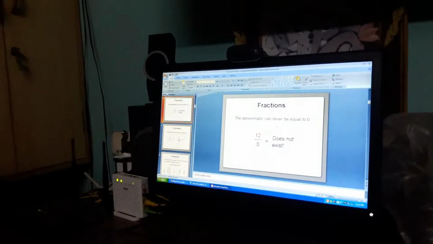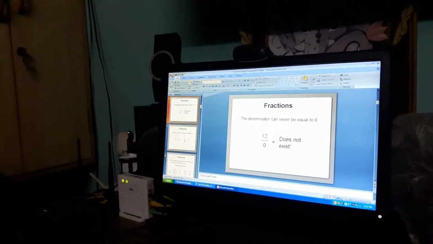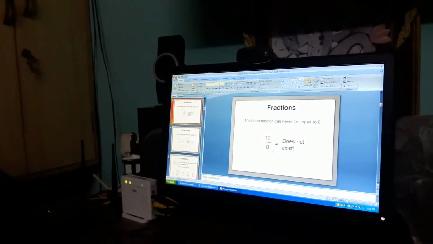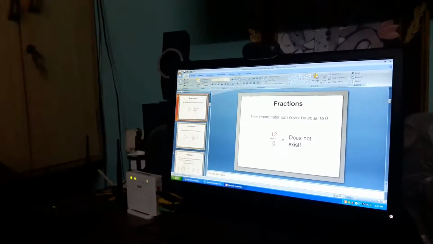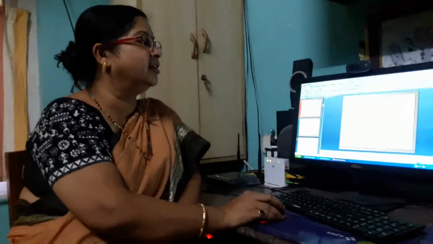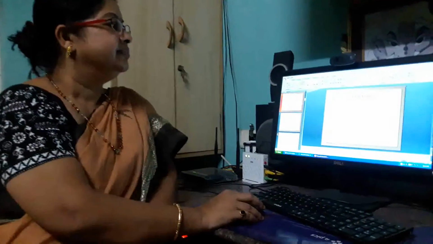Now, the denominator can never be equal to 0. I told you why: because there is always some part there. 0 means nothing is there, and I cannot have a denominator 0.